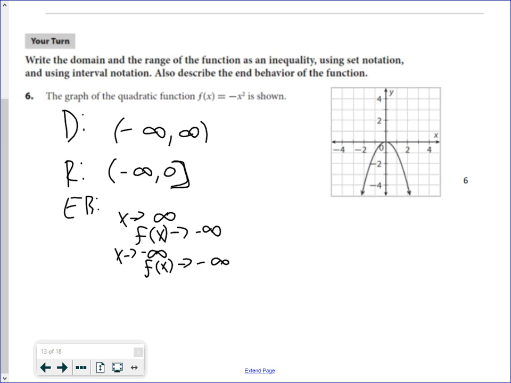And now the end behavior, you can see as x goes to positive infinity, the graph is going down forever. It doesn't have an asymptote, so it keeps going down forever and ever. F of x goes to negative infinity as x goes to negative infinity. F of x, or the y values of the graph, are also going to negative infinity.